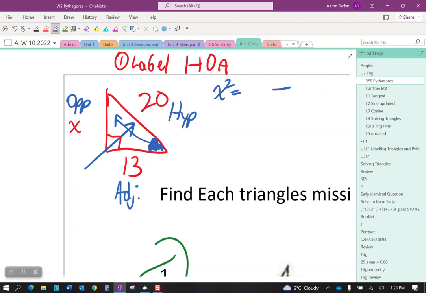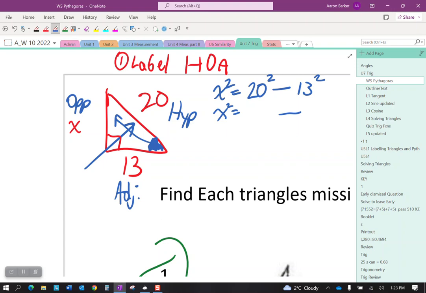Which one should we put first, the 13 squared or the 20 squared? 20, always the largest. And you know, the funny thing is, if you don't put it first, you'll find out pretty quick that you can't do the question. So usually we don't mess that part up. So x squared equals 20 squared minus 13 squared. Then you go and find out your answers.